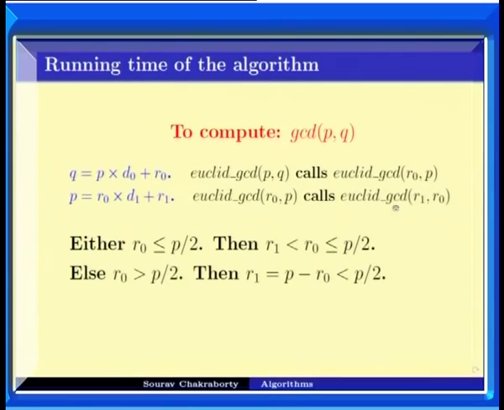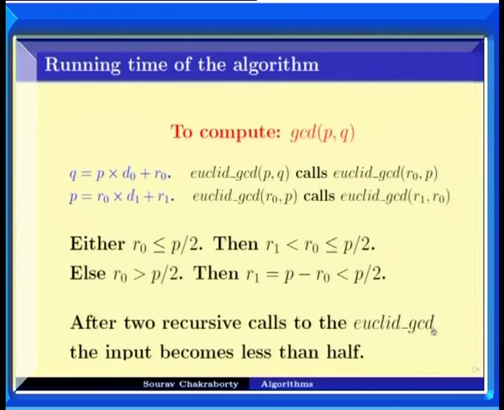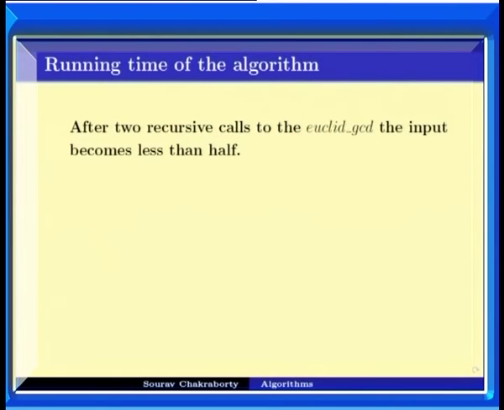So this is the catch: after two calls, Euclid PQ calling Euclid R0 P and then R0 P calling R1 R0, P was the first input, R0 is the first input here. After two calls from P to R1, we have gone down by half. So after two recursive calls to the Euclid GCD, the first input to Euclid GCD becomes less than half. So after two recursive calls, the input becomes half.